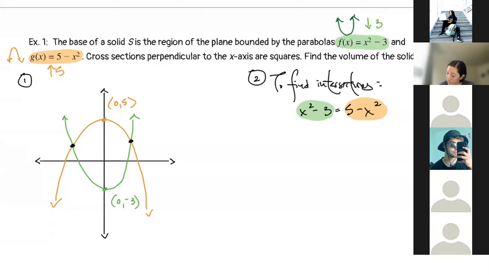Moving the right to the left. All right, I like that. So I'm going to add x squared to both sides, so I'll end up with 2x squared. I'm going to subtract the 5, so I get 2x squared minus 8 equals 0. And then it is a factoring game. So 2x squared minus 8 equals 0.